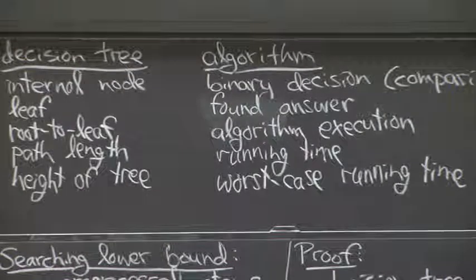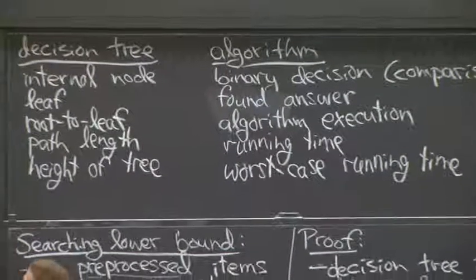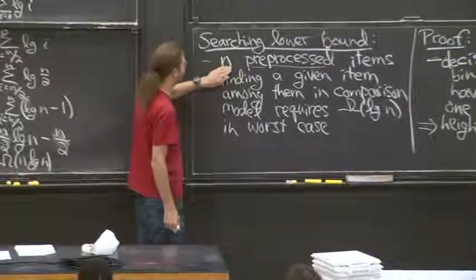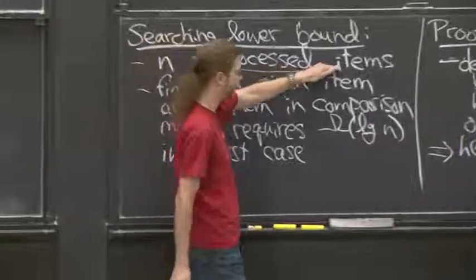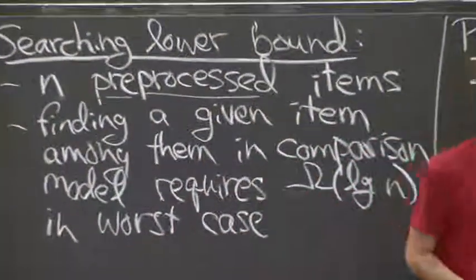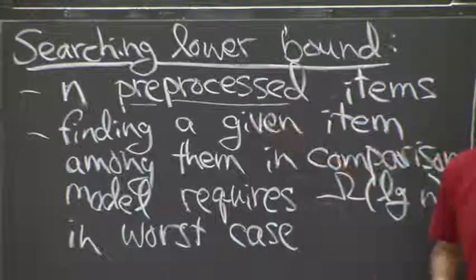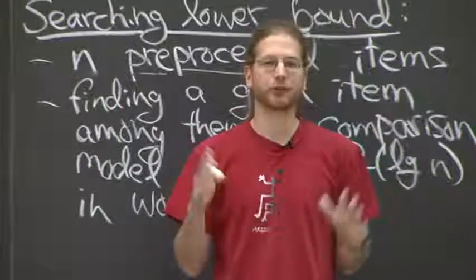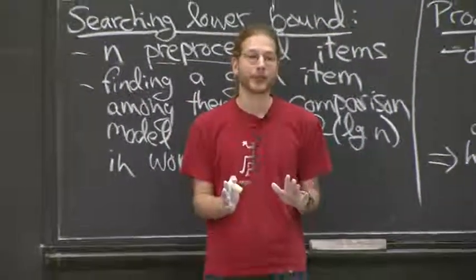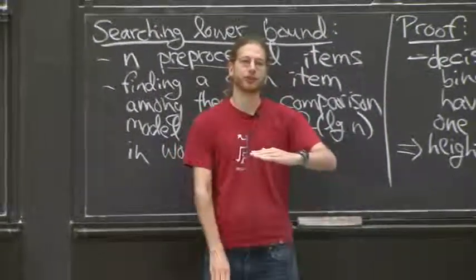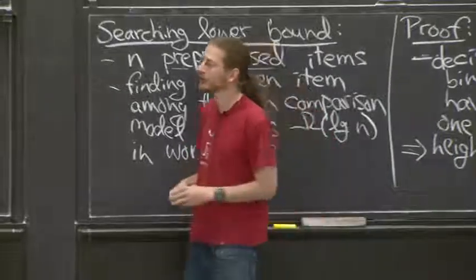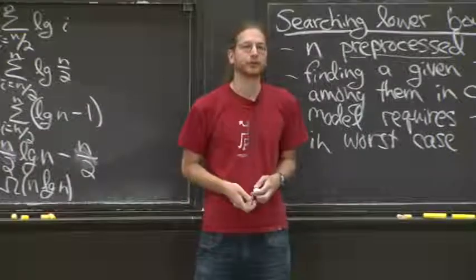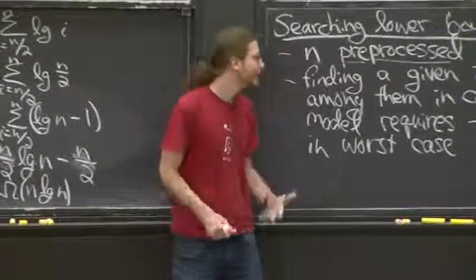What do you mean by n preprocessed items? Yeah. For searching, I was trying to be careful and say if I have n preprocessed items. It means you can do whatever the heck you want. So here's the model. I give you n items. You can do all pairwise comparisons between those items for free. And then I give you a new item, and then I start charging for comparisons. So another way to say it is I only charge for comparisons between x and the other items. And even then, you need log n.